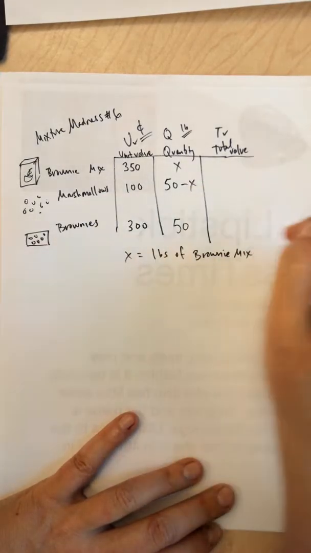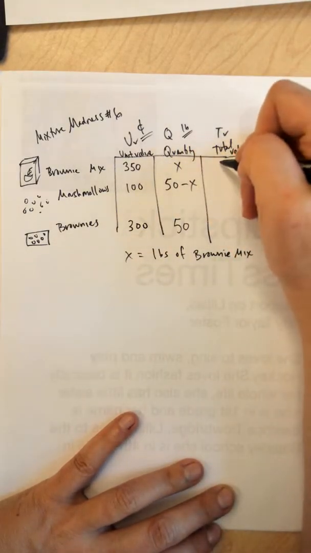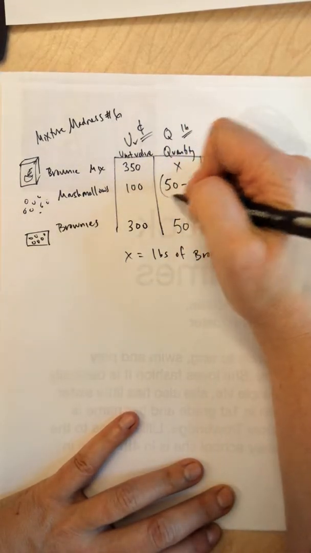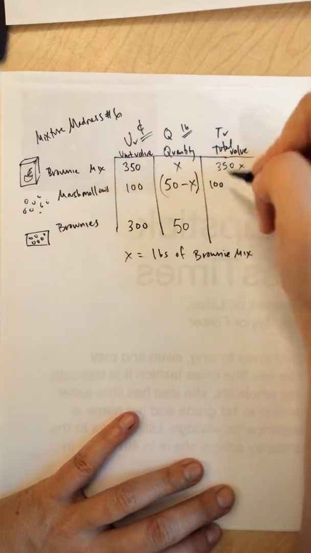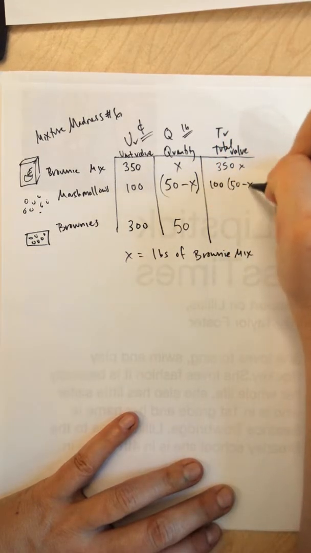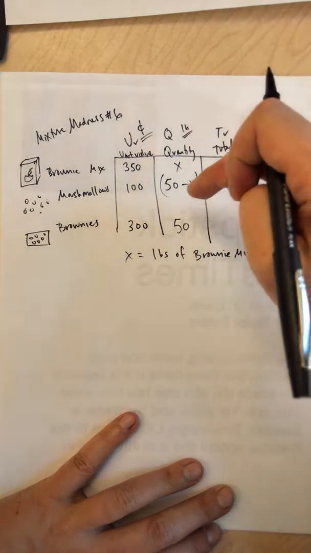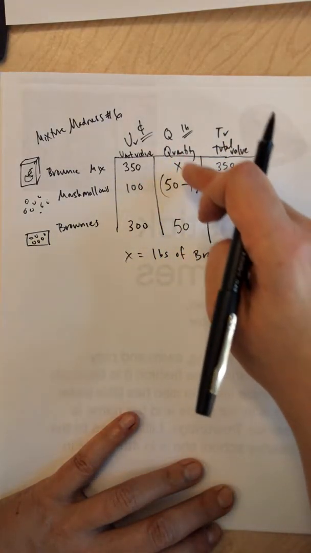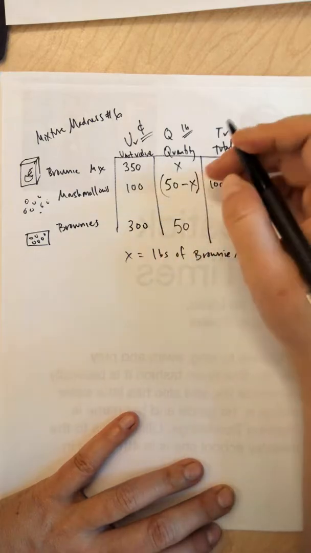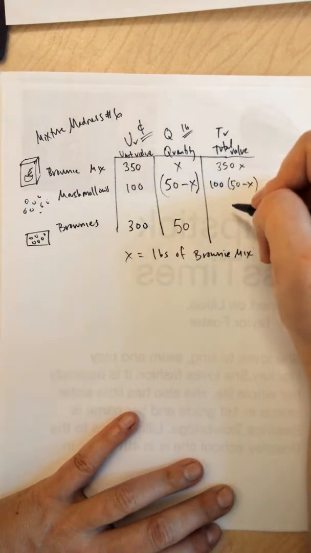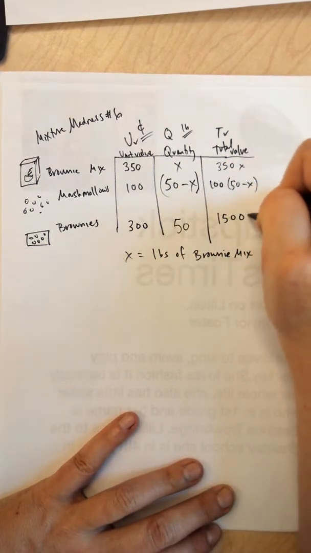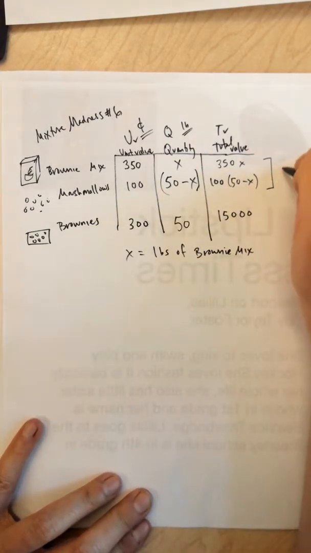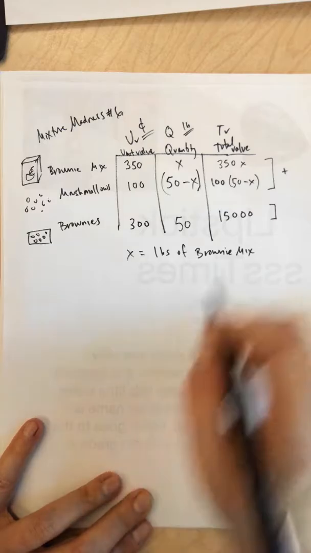We multiply across to get our total value. 350 times X is 350X. 100, I should put parentheses here, times (50 minus X). So whatever one number is, the other one is 50 minus it, and that's how you add them together to get 50. This is the additive inverse, X and negative X. 300 times 50, that's 15 plus 3 zeros. That's how a lazy person does it. These 2 numbers add together to make this number.